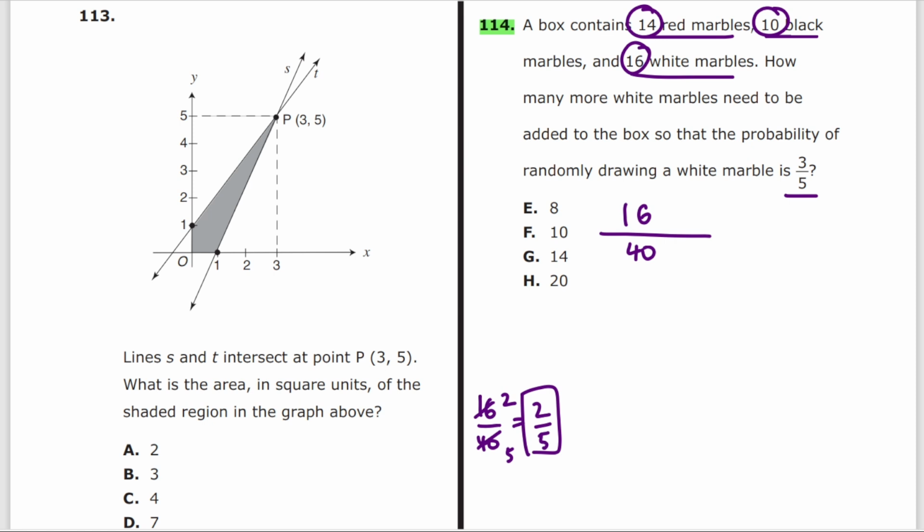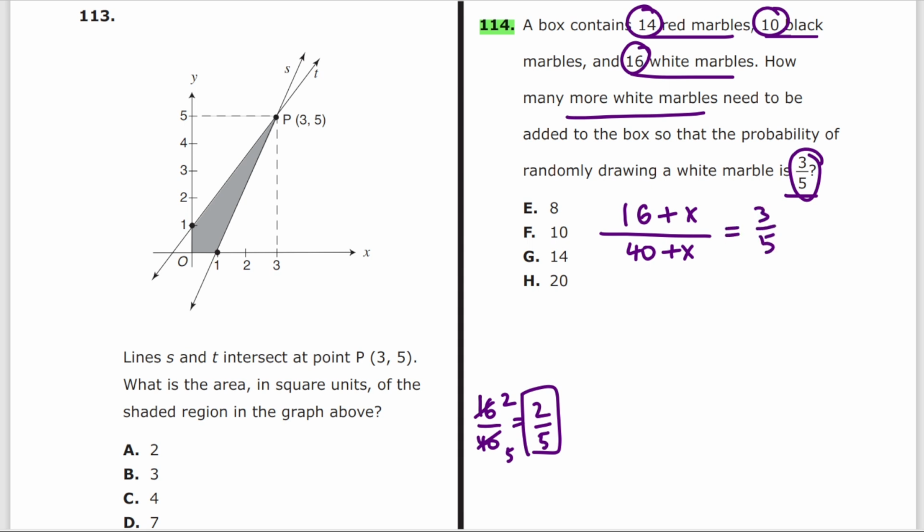We need to increase this probability to 3/5. How? We need to add additional white marbles. Let's assume we add X more white marbles. How? You add plus X, but you also add plus X on the bottom, because when you add white marbles, you're also essentially adding X marbles to the total. Now that needs to be equal to 3/5.